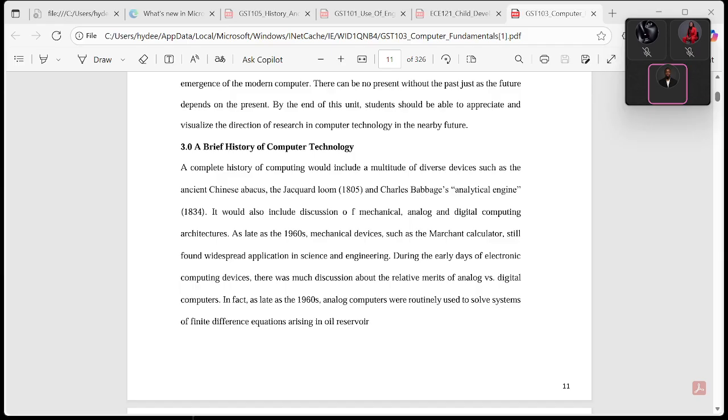EDVAC introduced the critical concept of the stored program. Then I told you guys about the UNIVAC, the first commercially successful computer, and this was 1952. This was the one that had the normal monitor and the normal keyboard and the like.